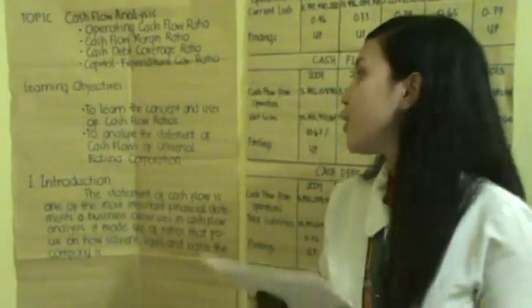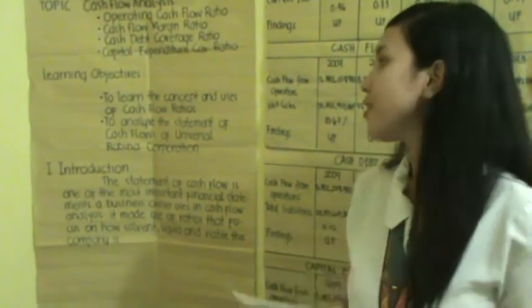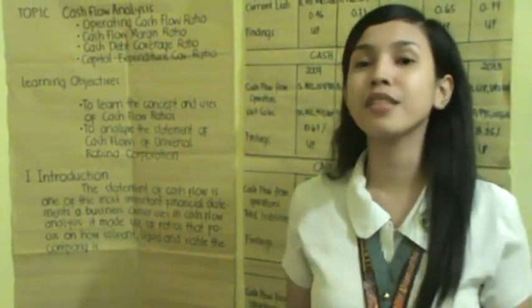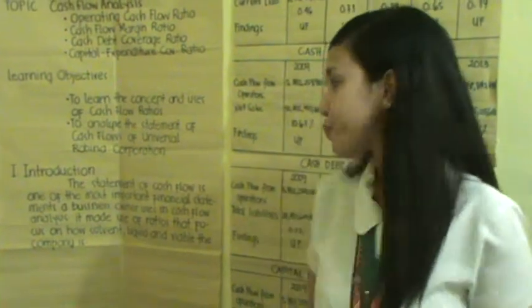And under the cash flow analysis are the operating cash flow ratio, the cash flow margin ratio, the cash debt coverage ratio, and last is the capital expenditure coverage ratio. My learning objectives are the following. First is to learn the concept and uses of the cash flow ratios, and second is to analyze the statement of cash flows of the Universal Robina Corporation.